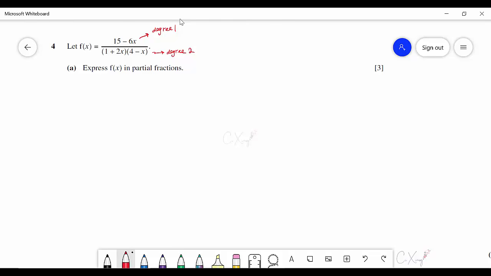So we can straight away find the partial fractions for this function. The original function will look something like this. Because both brackets at the denominator are linear factors, I have A over 1 plus 2x, then B over 4 minus x. Then I multiply the whole equation by the original denominator of the function, so I get an equation without the denominator anymore.